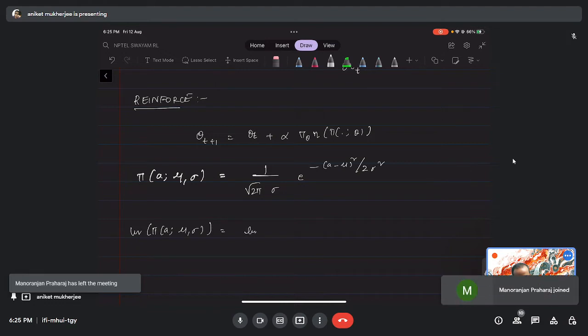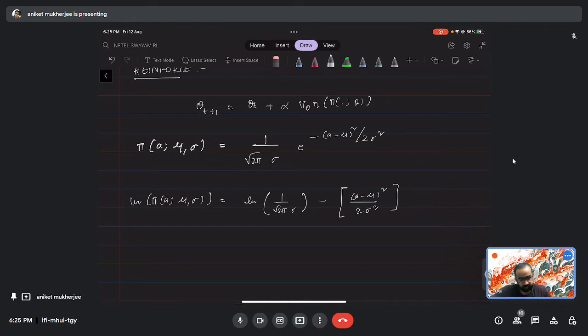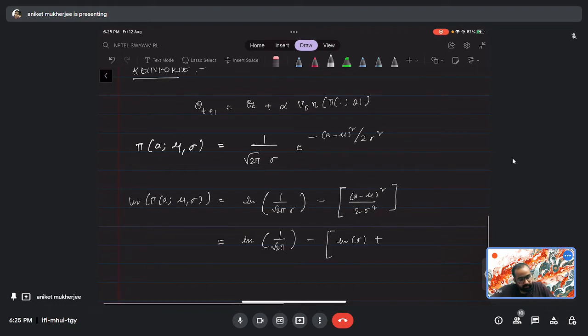What you get is the log. Whenever you take the log of an exponential, the log with base e cancels it. So I can write this as log 1 by root 2 pi, minus log sigma, minus a minus mu whole square by 2 sigma square.